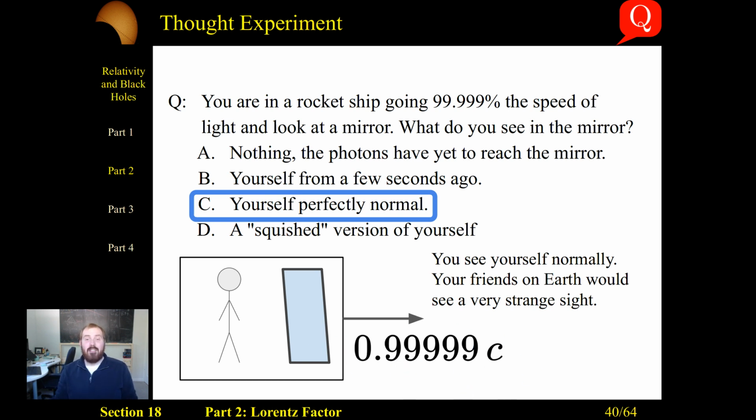As long as that thing's not accelerating, things look perfectly normal to you. You see yourself in that mirror as a normal image here. However, if you had a friend on Earth with a telescope and they're trying to track you, look at yourself in your own mirror, weird, they'd see a very strange phenomenon.